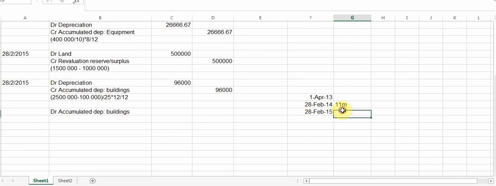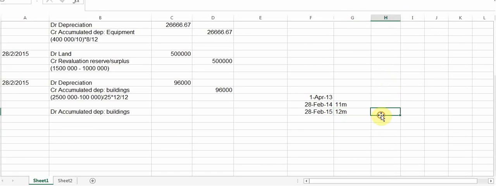And this is the current year, and we've just put 12 months for it. As you can clearly see, the difference between these two dates is 12 months. So we've done a calculation for this 12 months, and we said that it is 96,000. So what we need to do is perform a calculation for the previous 11 months that we had it for, and then add those two together, because all the accumulated depreciation needs to be taken out.